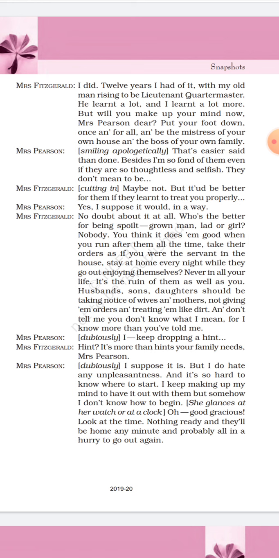Mrs. Fitzgerald says, maybe so, but it would be better for them if they learned to treat you properly. Yes, I suppose it would, in a way. No doubt about it at all. Who is the better for being spoiled? A grown man, a lad, or a girl? Now she's asking who is better for spoiling, who is more spoiled: your husband, your daughter, or your son?